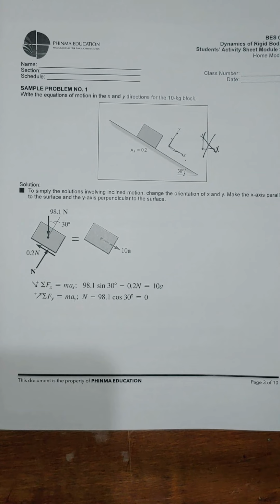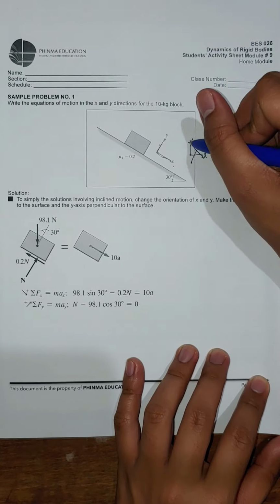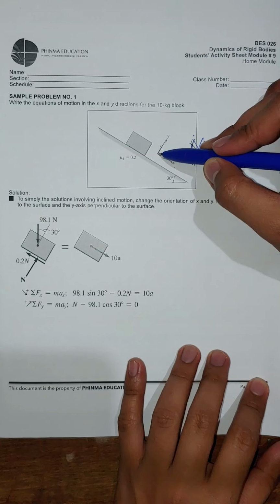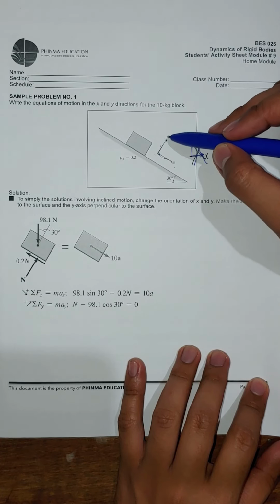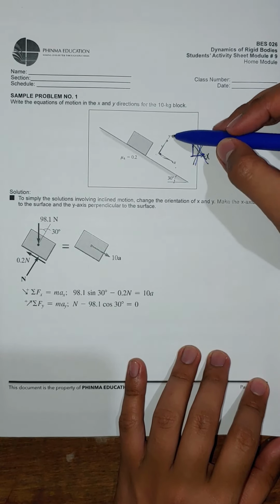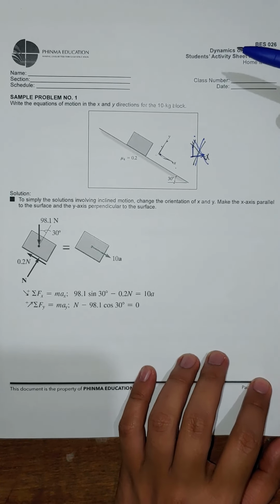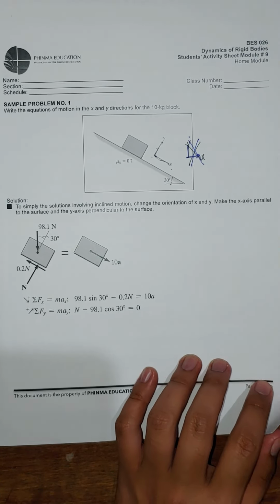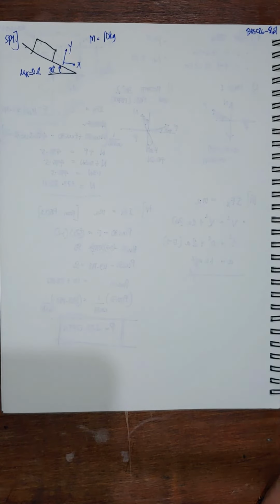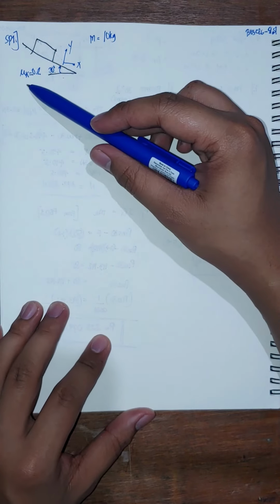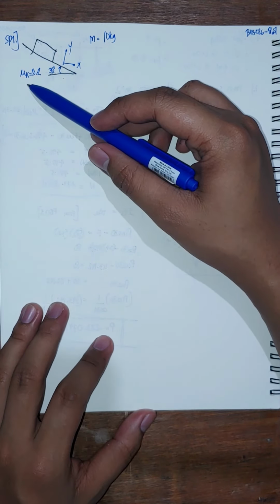for the 10-kilogram block. The x and y directions or axes in this problem are not the usual ones, like this one, but like this. Since the axes for x and y are given, we will use them as the notations for this problem. Okay, let's start. We have a given mass equal to 10 kilograms, an inclined surface at 30 degrees, and a coefficient of kinetic friction equal to 0.2.